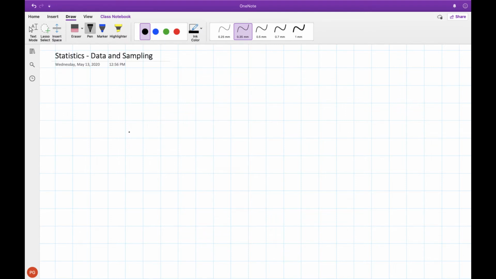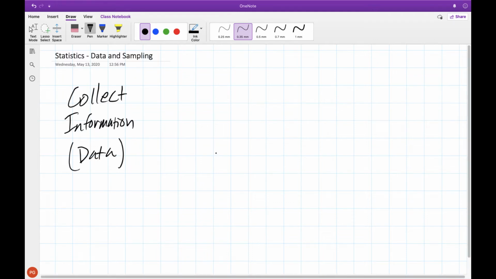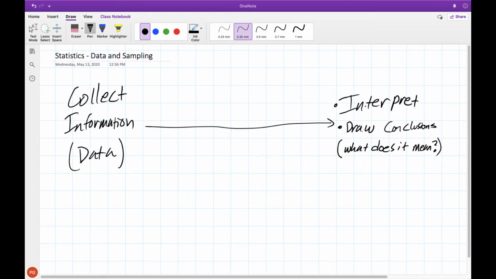I'm sure you've heard that word before, mentioned on TV or maybe in some of your other math courses. Now statistics is all about collecting information. That information is what we call data. Once we have the information, we interpret it or draw conclusions, try and figure out what it means. And that's the whole goal of statistics.